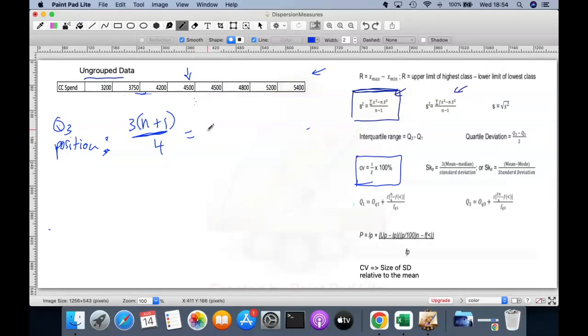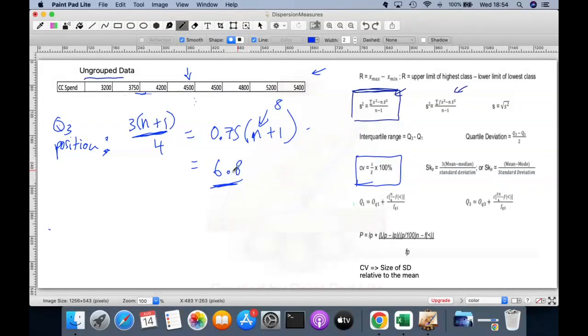Or you could use this formula instead. Third quartile is 75%, 0.75 or 3/4. So 0.75 into n plus 1. You can use either one, they're both the same. Okay. So remember our n is 8, so you're going to plug in the 8 in your calculator here. And if you do that, you get a position of 6.8.